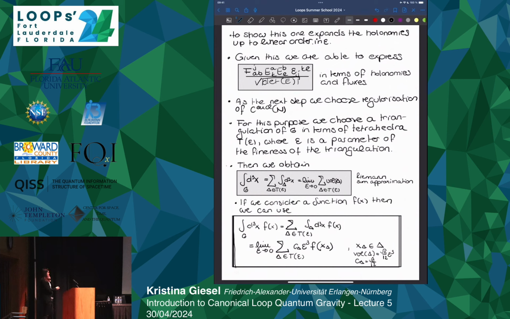So we sum over all individual integrals over delta here and evaluate them with the integrand f of x. And then in the limit where epsilon goes to 0, we can make the same approximation. We basically approximate the integral by the volume of the tetrahedra, which is some factor times epsilon cubed, and then evaluate the function f at some point in the interior of delta.